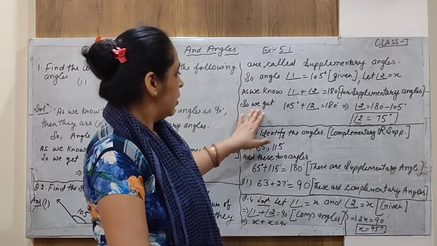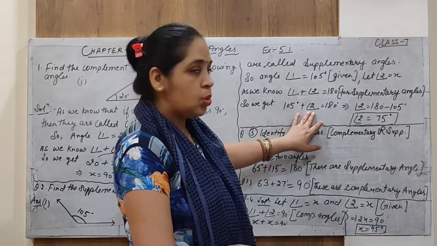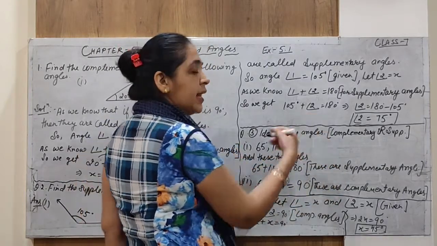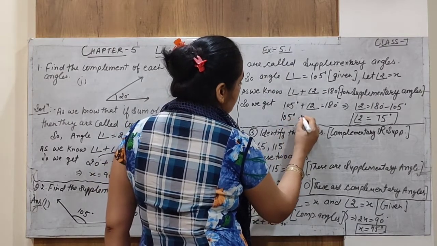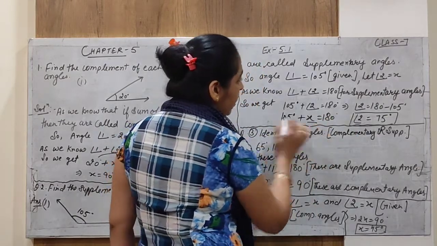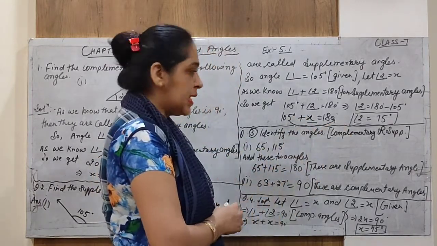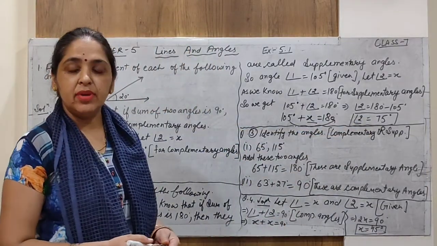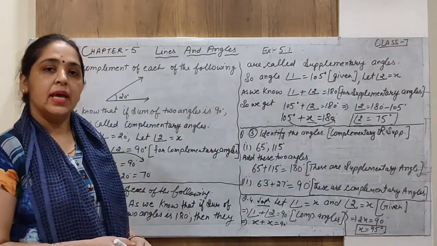So what we get here: put the value of angle 1, that is 105 degrees, and angle 2 is equal to x. We can put angle 2 is equal to x, or directly we can find the value of angle 2, like 105 degrees plus x is equal to 180 degrees. In this way we can find the value of x by transposing 105 to the right hand side. In this way we can find the value of angle 2. So the second angle we can find with the help of an equation for supplementary angles.